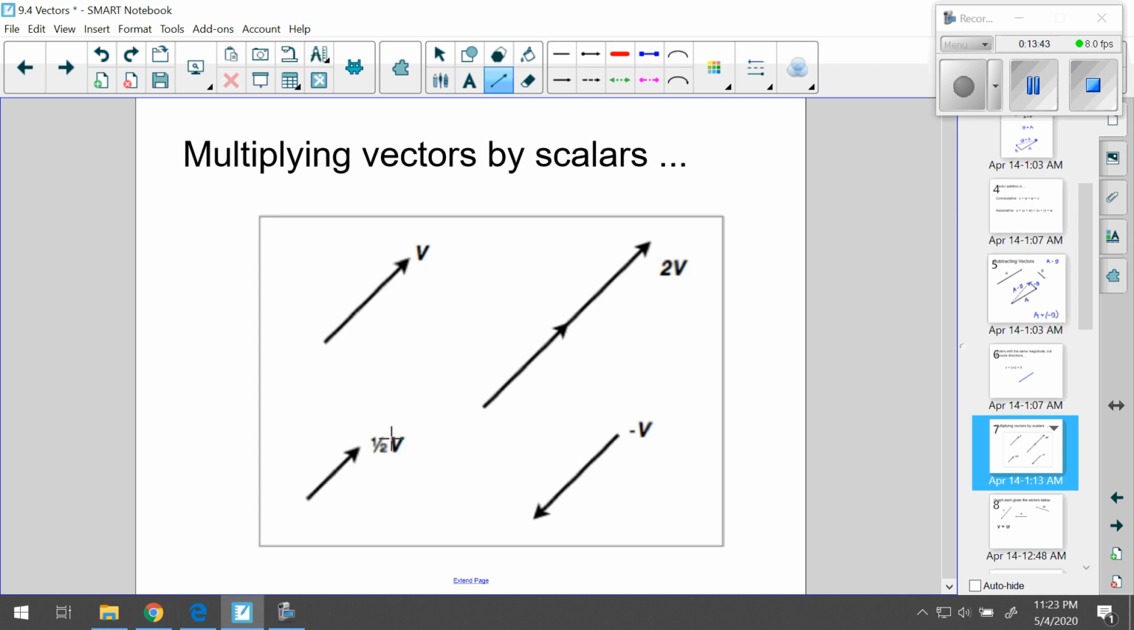If I did a half of v, that would just take half of the length, and the direction is still the same. We just go half of the distance. And if I were to have negative v, the coefficient would be -1. Since the absolute value of -1 is the same as 1, the distance would be the same. But since it's negative, that would take me in the opposite direction, kind of like subtracting does, like we saw on the previous slide.